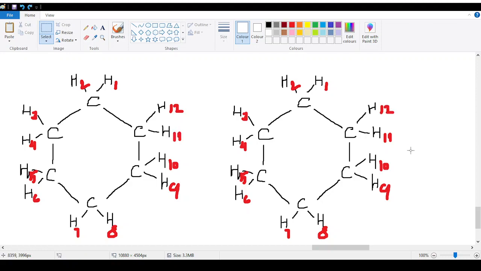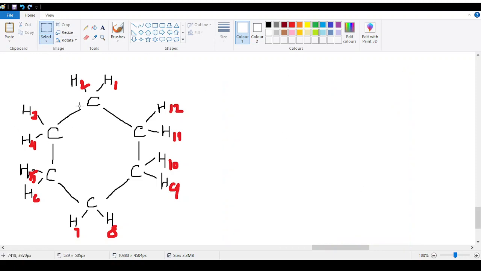And you can actually keep doing this the entire day. Whatever two hydrogen atoms you choose, they will always have the same chemical environment. That means in this compound, all 12 hydrogen atoms have the same chemical environment. All right?